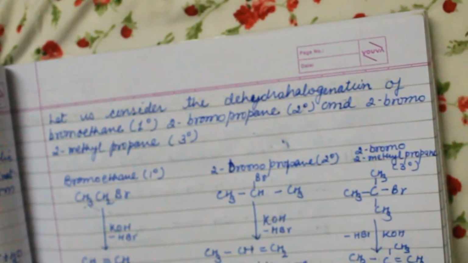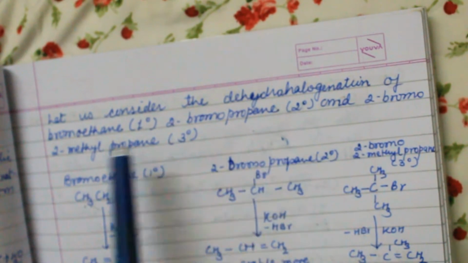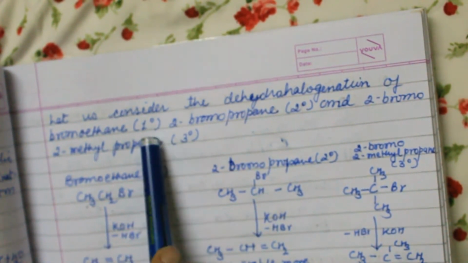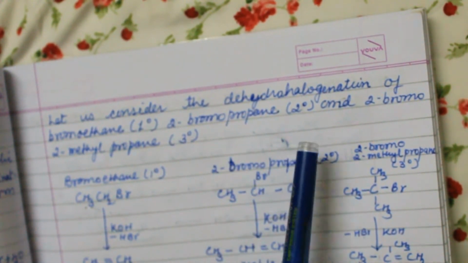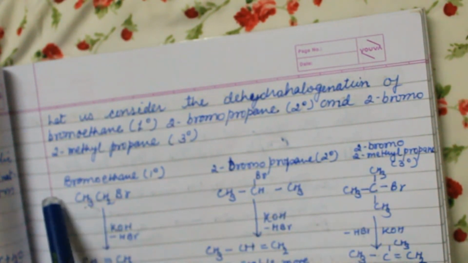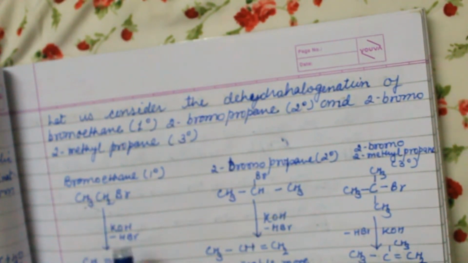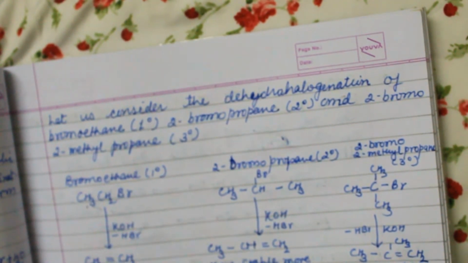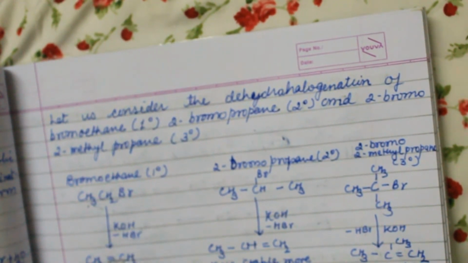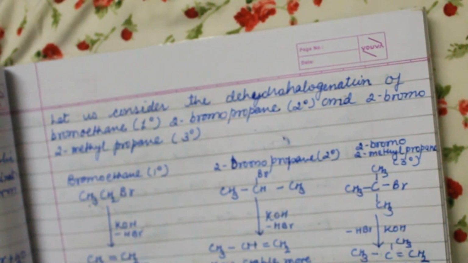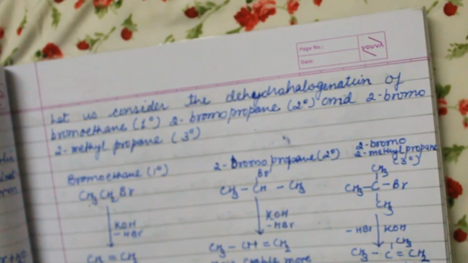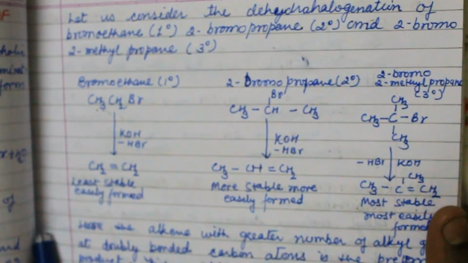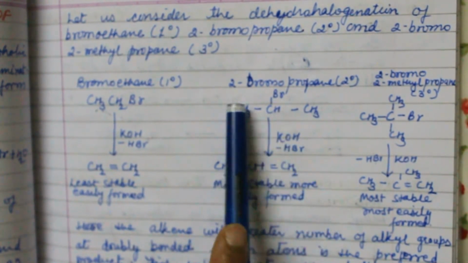So let us consider the dehydrohalogenation of bromoethane, that is primary, 2-bromopropane, that is secondary, and 2-bromo-2-methylpropane, that is tertiary. In the case of bromoethane, that is primary, when bromoethane is reacted with KOH, it removes HBr, that is dehydrohalogenation. So a double bond is formed, and this alkene is less stable because it is attached to fewer alkyl groups.